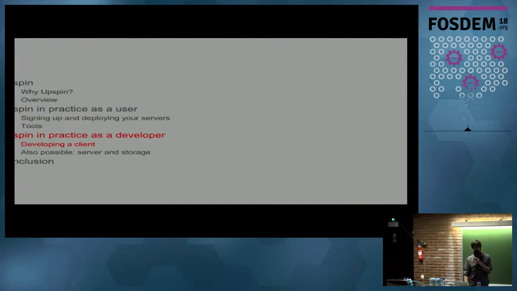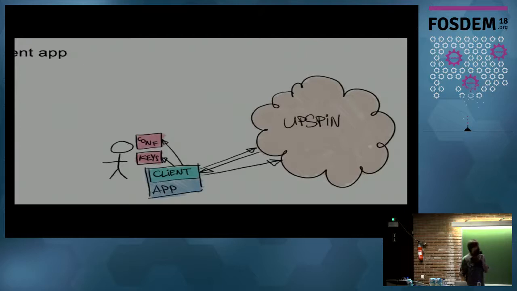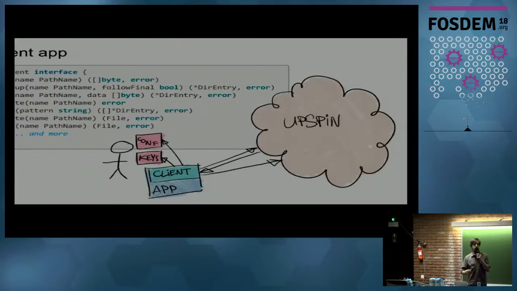So, how does it play as a developer? Let's build a client app. A client app is an app that accesses data through Upspin. It uses the client interface that the official library is using. It gives you a lot of helper functions. It can basically do everything about reading, listing, and writing data.